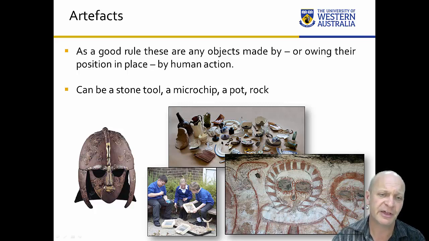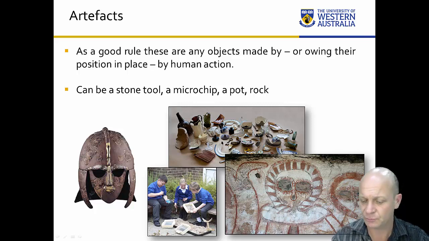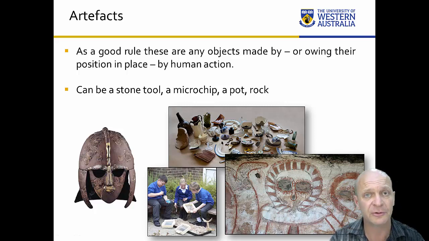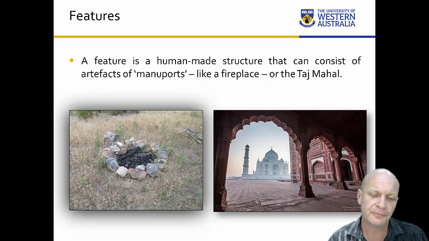But artifacts can be spectacular, like the Sutton Hoo helmet. They can be people's junk. A lot of archaeology is we look through people's garbage heaps. They're incredibly instructive, for example, and we analyze those. They can be beautiful rock paintings, all sorts of different things. Artifacts are continually being made. Archaeology is still being produced today and at all periods of human history.